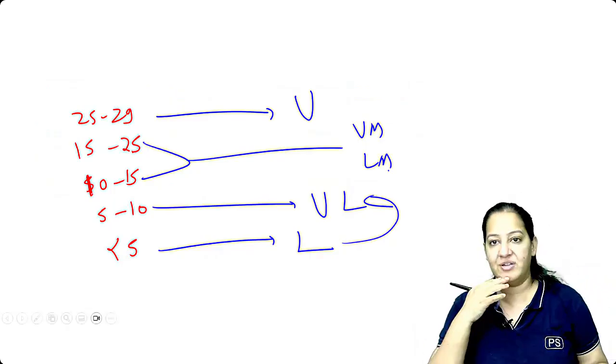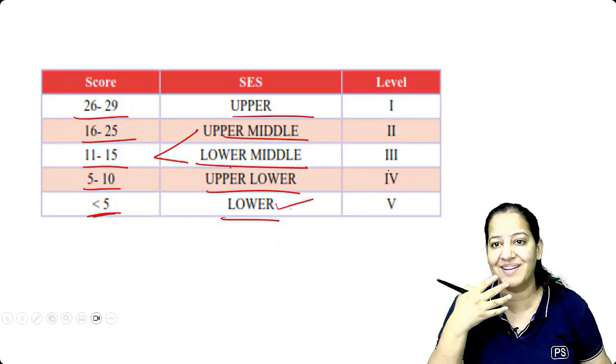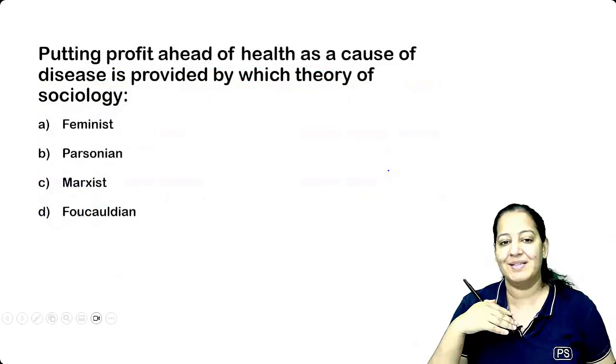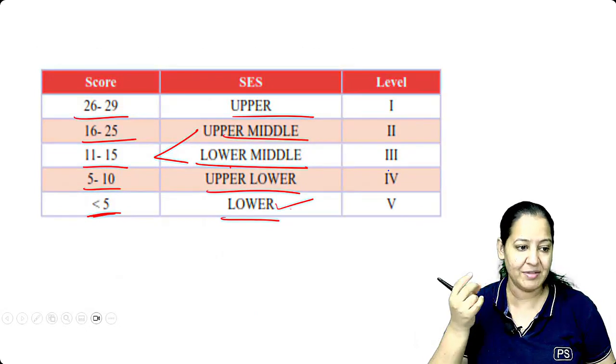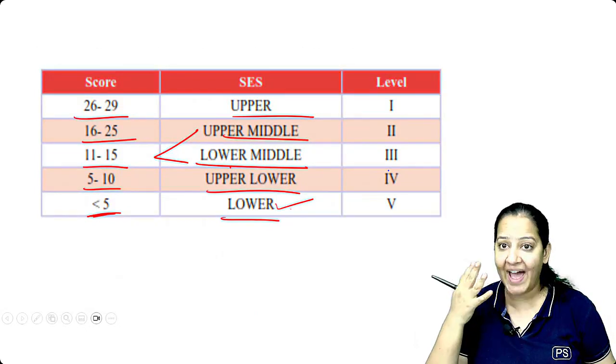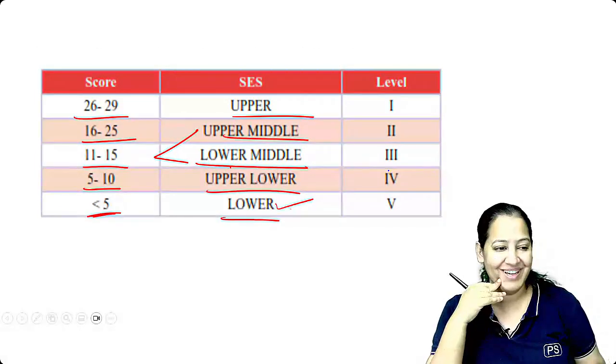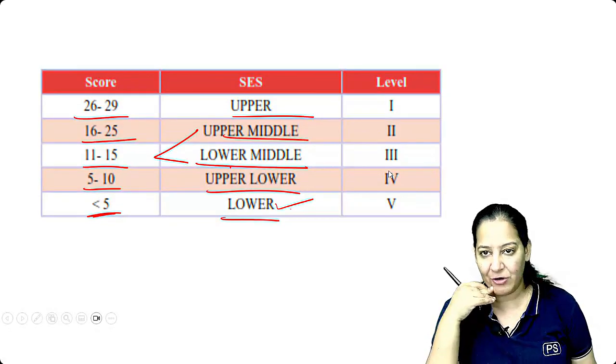How many of you got it? I tried my best to help you to learn it. So this is the Kuppuswamy scale. Say yes. Say something. Respond, react. So this is Kuppuswamy. You got it? Do you want me to say it again?